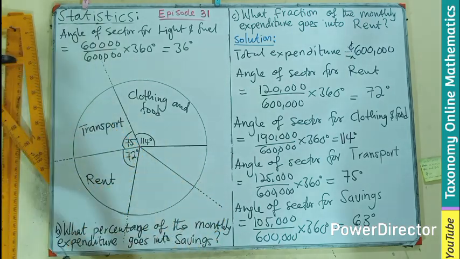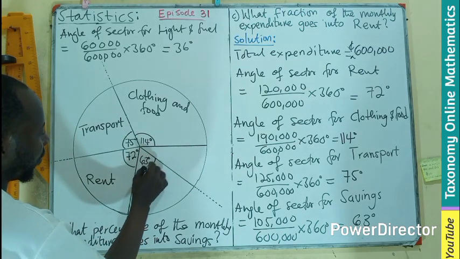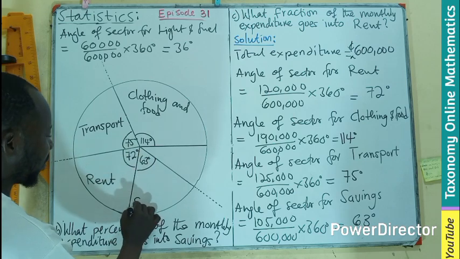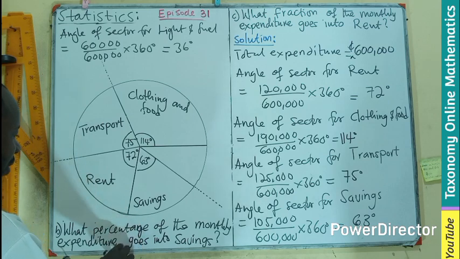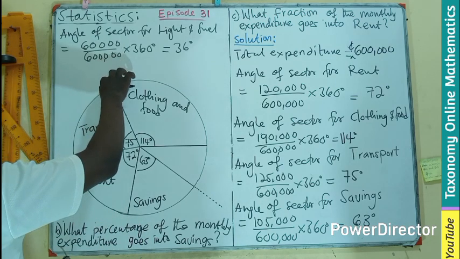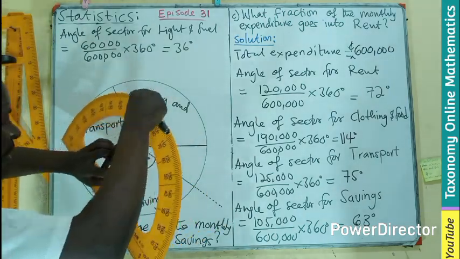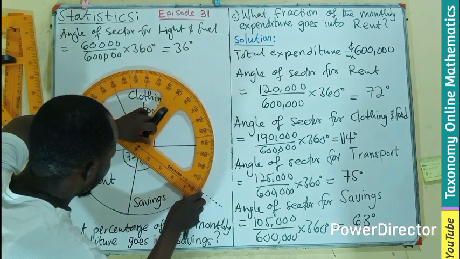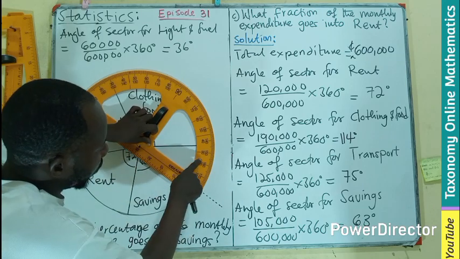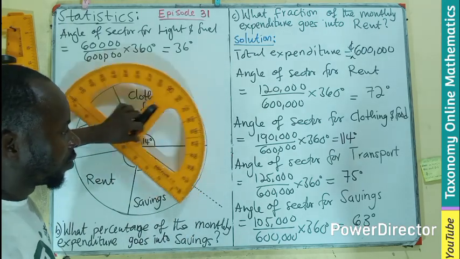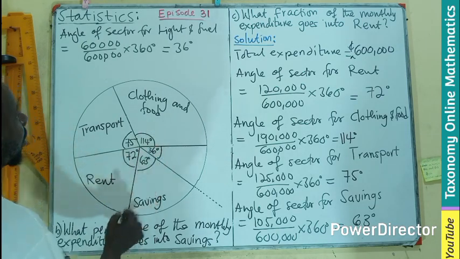So the next step is to measure that remaining angle. Okay, let me indicate that before: 63 degrees, which is going for savings. Then let me measure the remaining angle and see if that angle will also be 36. It should be 36. If not, it means that my measurement is inaccurate. So 30, 35, 36. So I have 36 in there as the next angle.